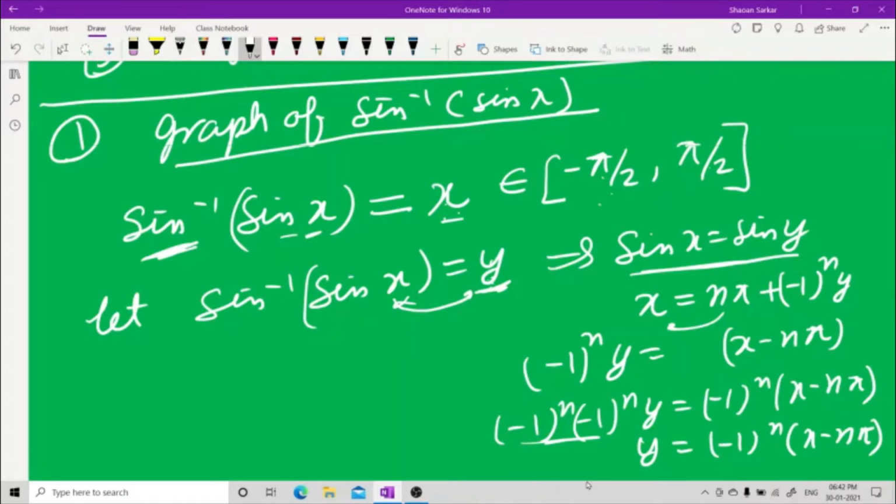This is the way it is. Actually, this is not x. Sorry, this is not y. This is actually x. Just for the sake of getting this type of equation, because I want to find for different ranges: minus π/2 to π/2, then π/2 to 3π/2, then 3π/2 to 5π/2, and from there, minus 3π/2 to minus π/2, minus 5π/2 to minus 3π/2. I want to show you how things are.